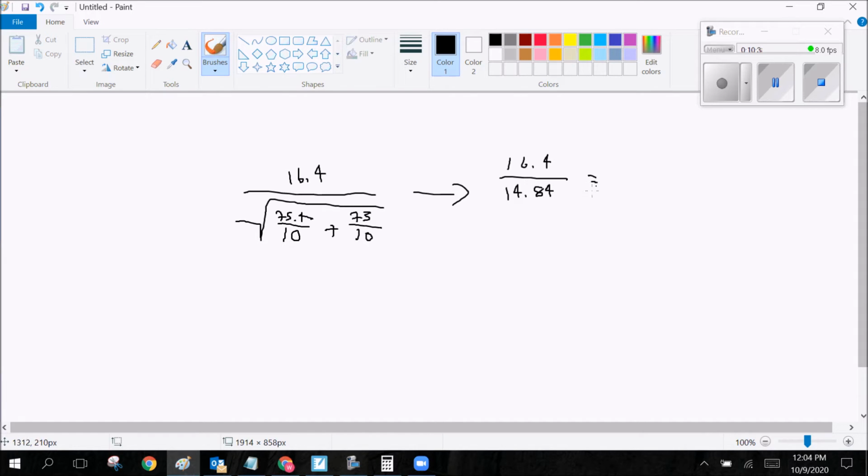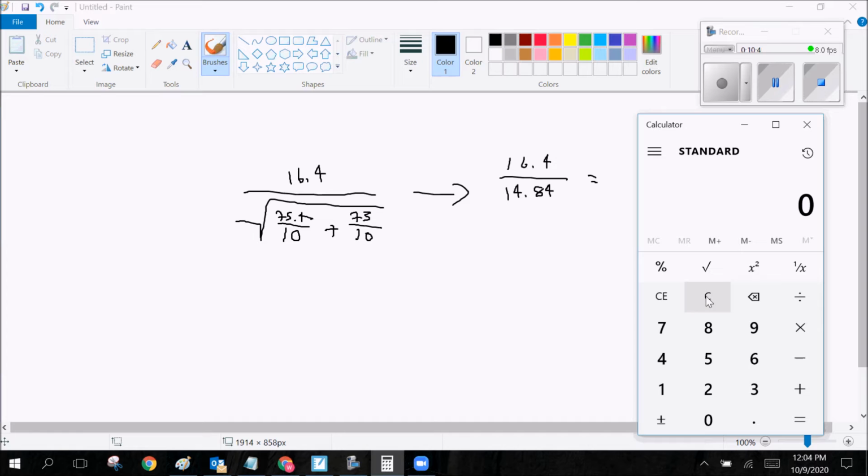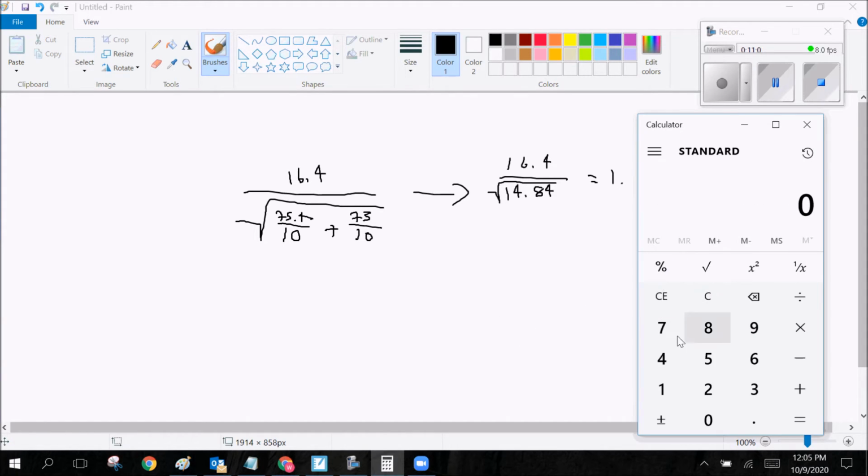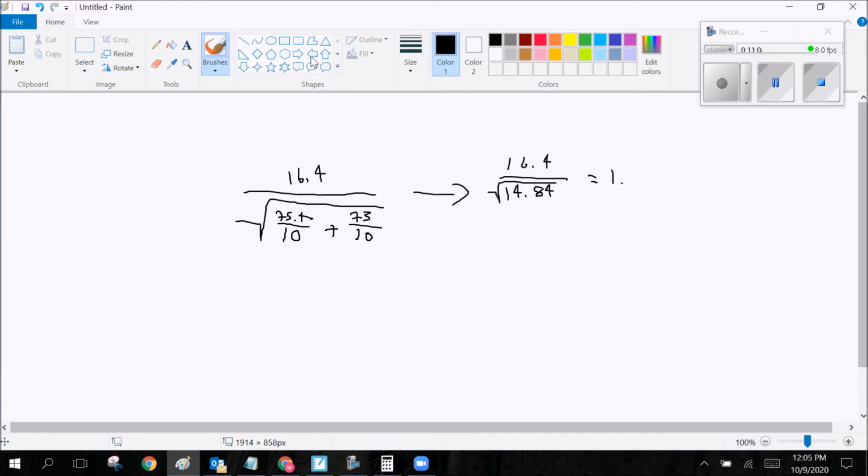Okay. And then I'm going to do this. So 16.4 divided by 14.84 is going to be 1.105. Oh, and actually, whoa, now wait a second. I needed to take the square root of that, didn't I? Oh, this is my classic Mr. Garner mistake with the calculator. There we go, and that gives me 3.85.